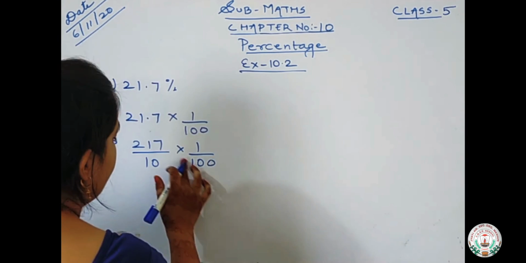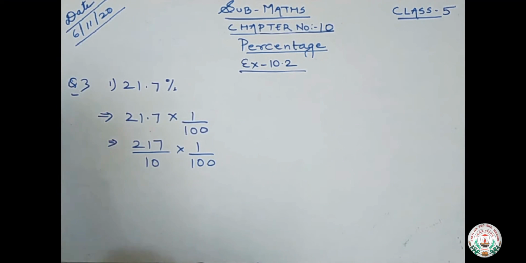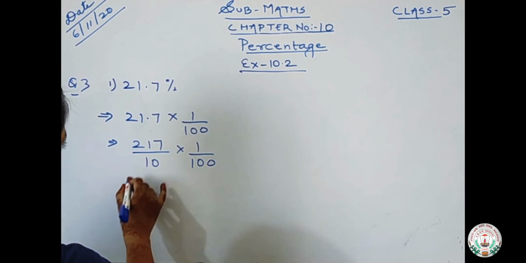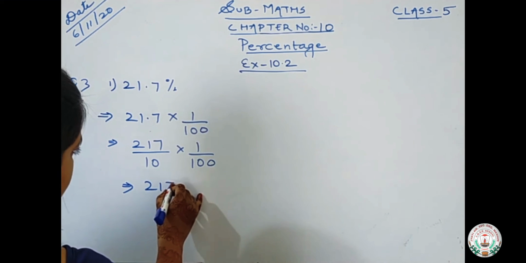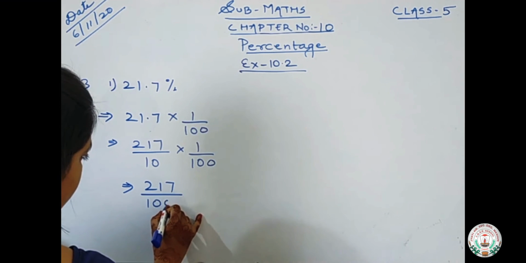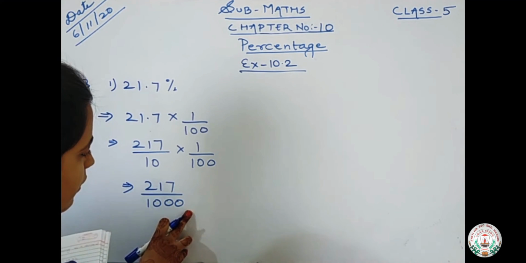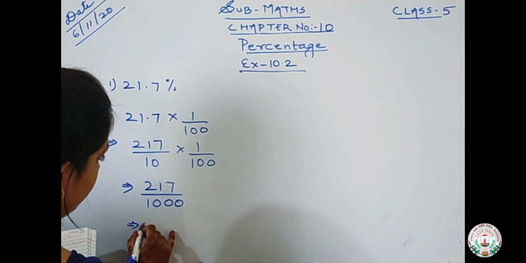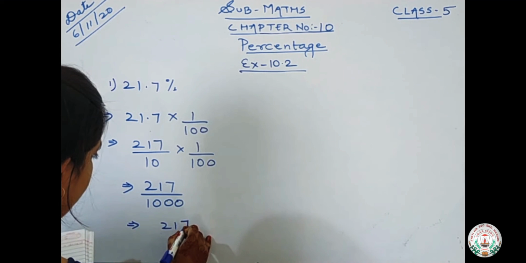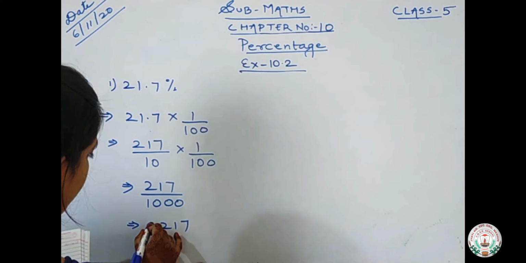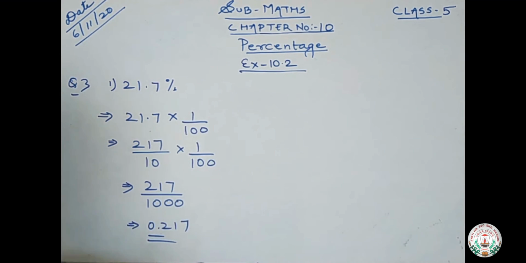Now let us see if it can be cancelled out or not. No, it can't be cancelled out. So we will just multiply this and write. Now we will place the decimal. Here 3 zeros are there, so we will put 3 places of decimal here. 0.217. So this is our answer.